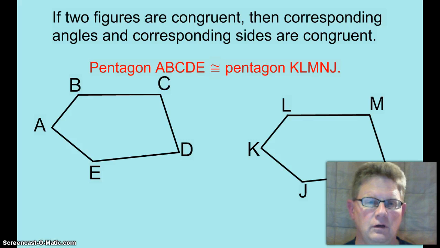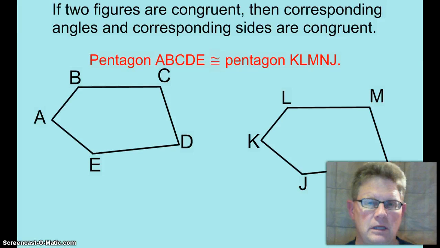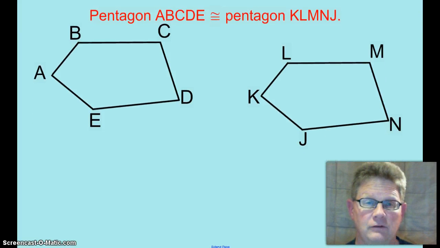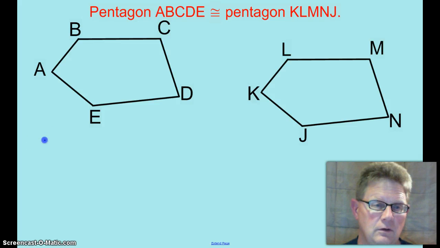If two figures are congruent, then the corresponding angles and corresponding sides are congruent. First, you have that these two pentagons are congruent. That means there are quite a few things that are going to be congruent. Corresponding angles and corresponding sides will be congruent. So we should be able to make the following congruence statements.